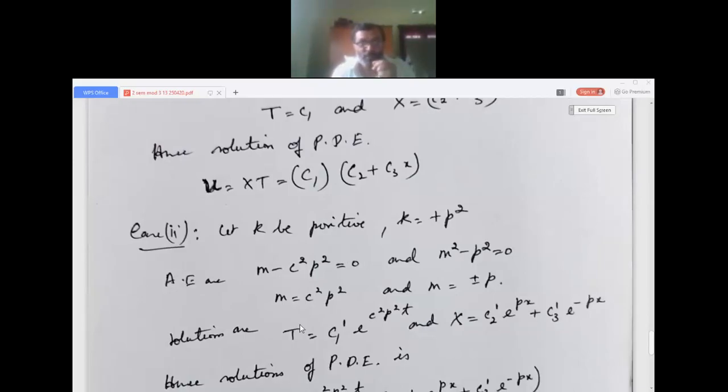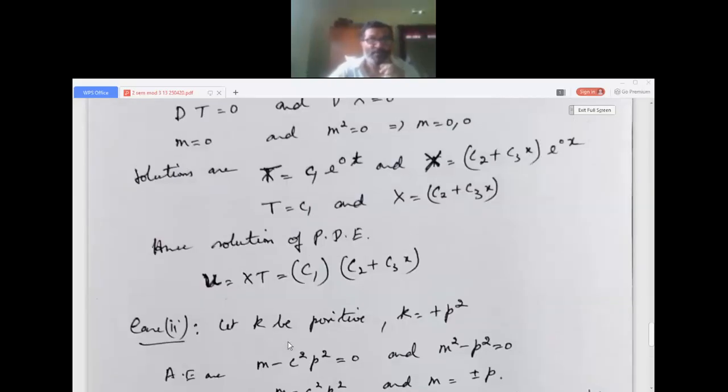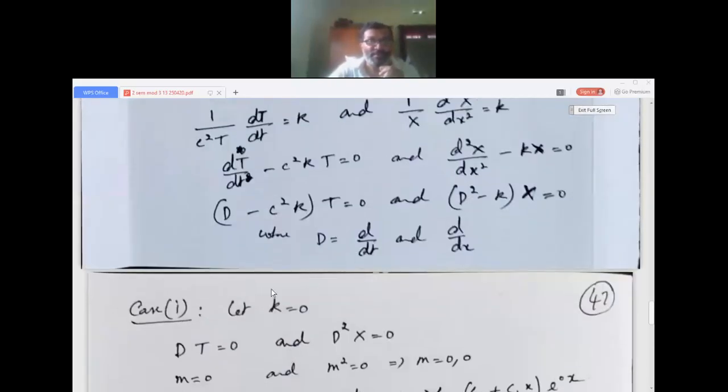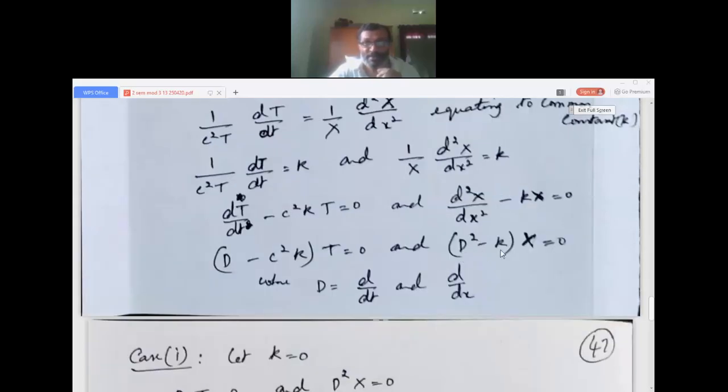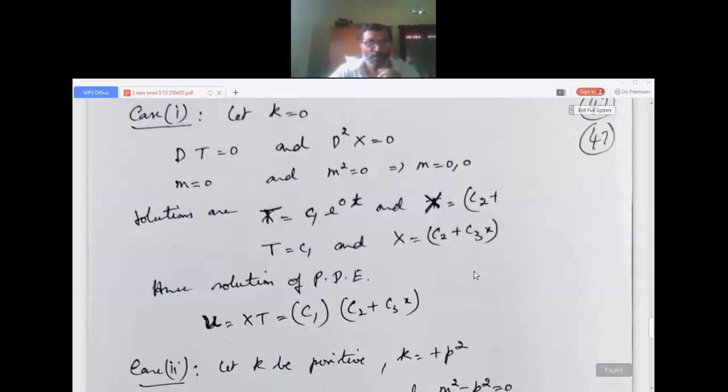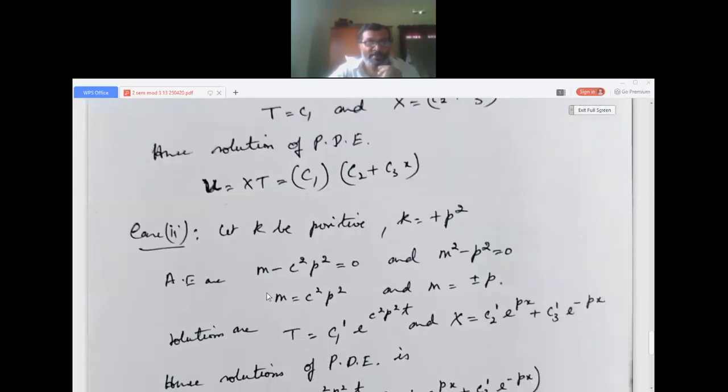When it's negative, p squared is positive. So I take k as p squared. If I put k as p squared, here I will get D minus c squared p squared, and here I will get D squared minus p squared of X.